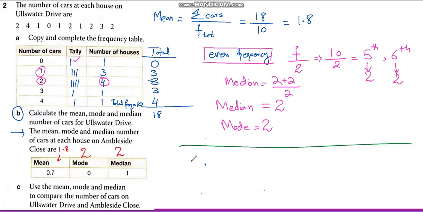So we can easily conclude that Ullswater Drive has more cars overall, because every measure, the mean, mode, and median, is higher for Ullswater Drive as compared to Ambleside Close. So it means that the houses on Ullswater Drive have comparatively more cars as compared to Ambleside Close. Now we will proceed to the next question.